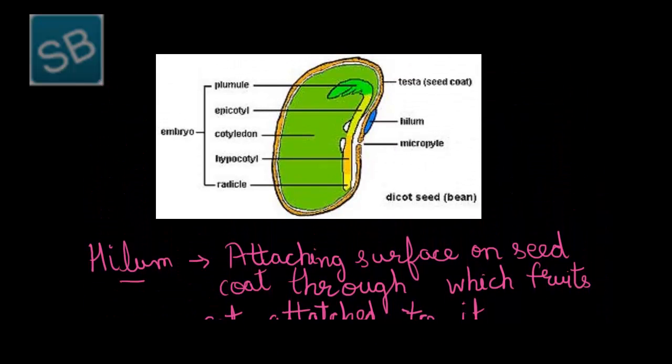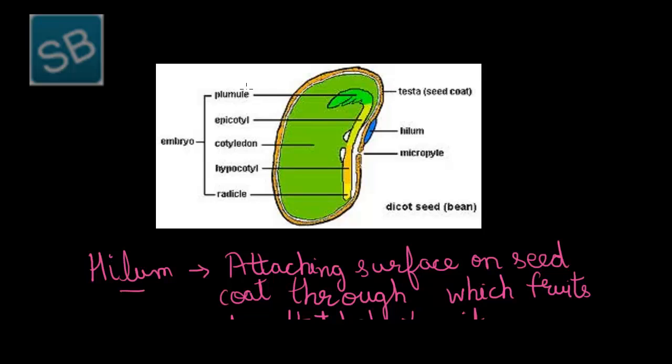Thus, as it can be seen from the figure, the embryo, as said earlier, consists of plumule, cotyledon and radicle. The cotyledon here occurs as a large and fleshy unit, and since it is a dicot seed, the number of cotyledons is 2. Moreover, the second part, that is plumule, as said earlier, is responsible for the development of the shoot system, and radicle is responsible for the development of the root system.